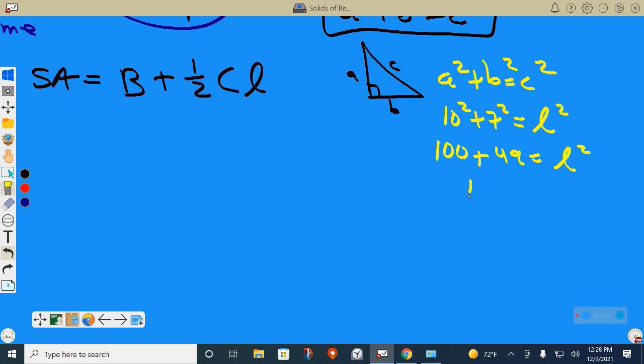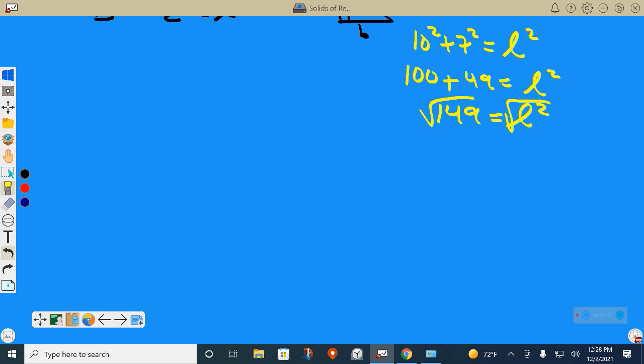100 plus 49 is 149. How to get L by itself? Somebody please say the day. Thank you, Cruz. To get rid of a second power, you square root that puppy, both sides. Very nice. So L is by itself. You remember that from last quarter. We got rid of exponents, remember? We did the opposite.